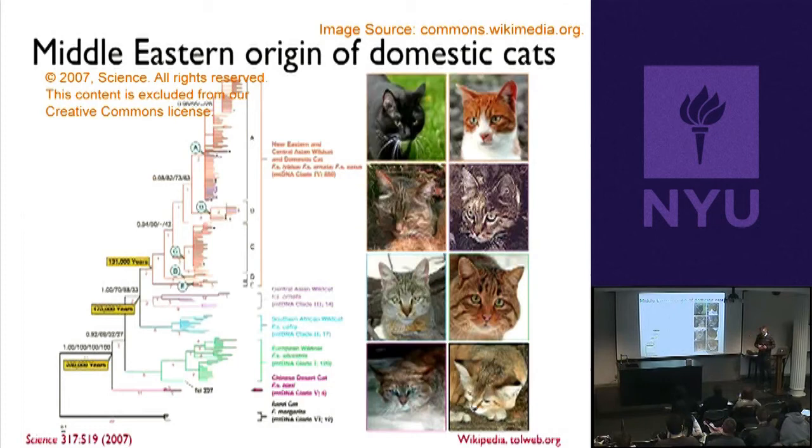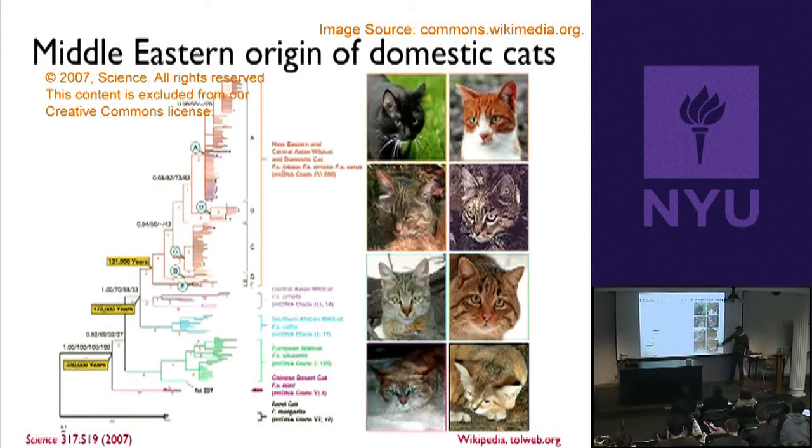So I just want to introduce you. These two are domesticated cats. Those are house cats. This one is a Central Asian or Near Eastern, Middle Eastern wild cat. This one is another Central Asian wild cat. This one is from Southern Africa, again a wild cat. This one is the European wild cat. This one is what's called the Chinese desert cat, again a wild cat. And this one's called a sand cat. It was already known that the sand cat is more distantly related to all of these.